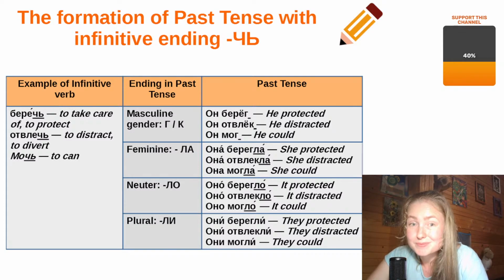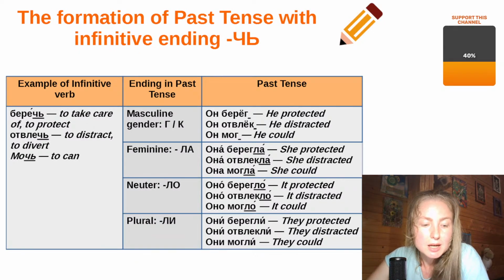But as you see, the letter г at the end of the word I pronounce like к, like он берег, он мог, because the letter г, it's a voiced consonant at the end of the word, has a weak position in the Russian language, and it becomes a voiceless consonant. That's why г turns into к. That's why I pronounce like он берег, он мог.